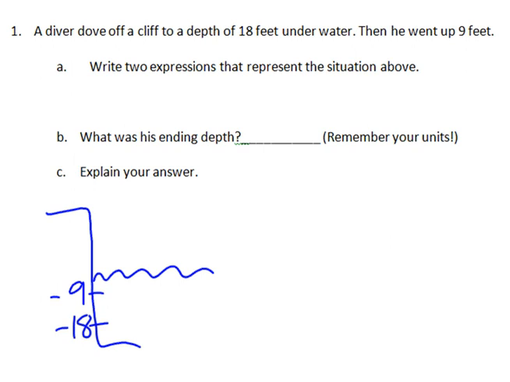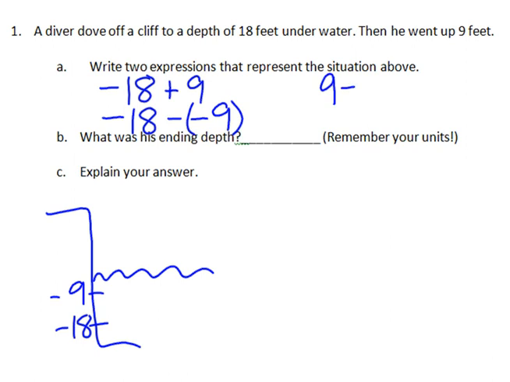You could start by doing negative 18 plus 9. That's one option. Another way that you could write that is negative 18 minus negative 9. So those are just two expressions that are equivalent to each other. A third expression could be 9 minus 18. Okay, any of those that you use will give you a final depth of negative 9 feet.